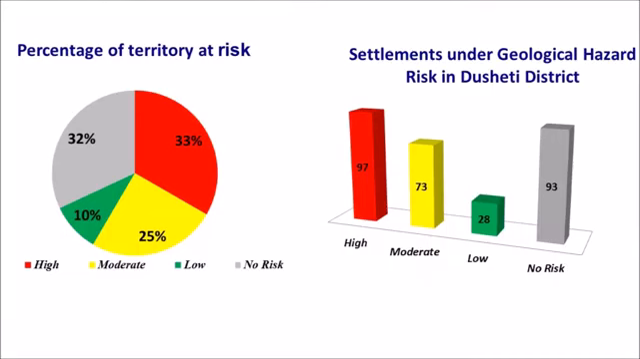Here we have some numbers: the percentage of the territory of Dusheti at risk. Dusheti has a surface of almost 3,000 square kilometers. Only 32% of the territory is completely out of risk. And there are 291 villages, of which only 93 are completely out of risk.